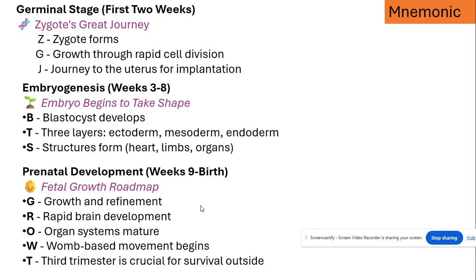So rapid brain development, yeah? And O is organ systems mature. We already had rudimentary organs. Now you're not going to be born with something that's rudimentary. You want something that's well refined, perfect, and that happens during prenatal development, weeks 9 to birth. So organ systems mature, womb-based movement begins, and the baby starts moving. T is third trimester. It's crucial for survival outside. The third trimester is extremely important for survival when the baby comes out.